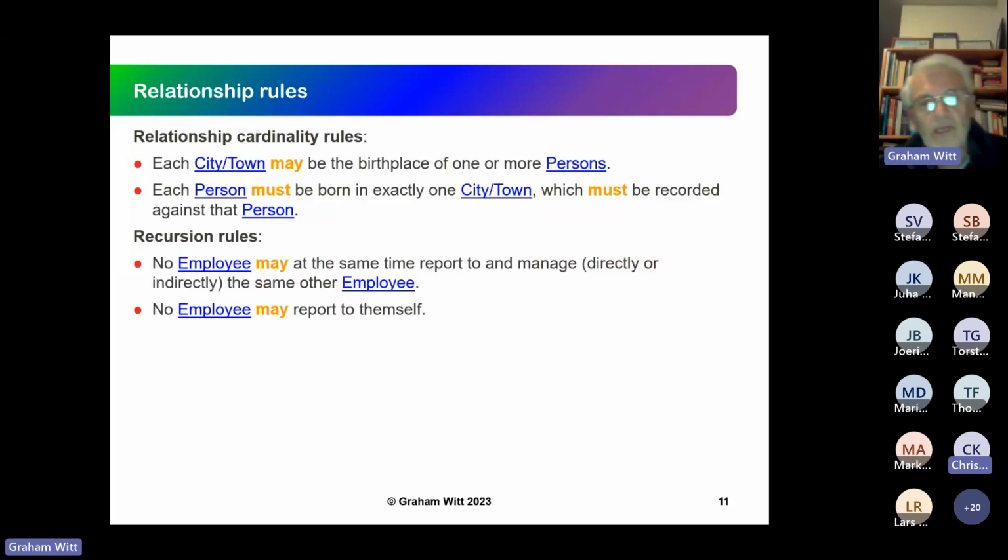Recursion rules. 4 minutes left. Say again? 4 minutes left.